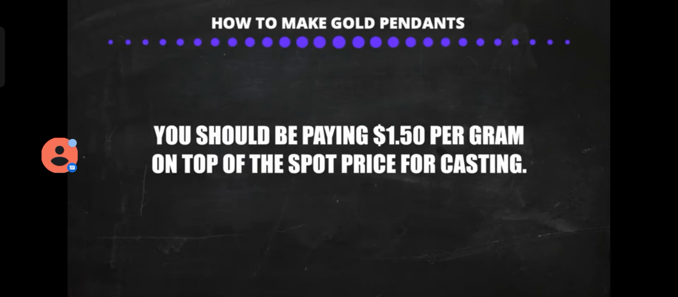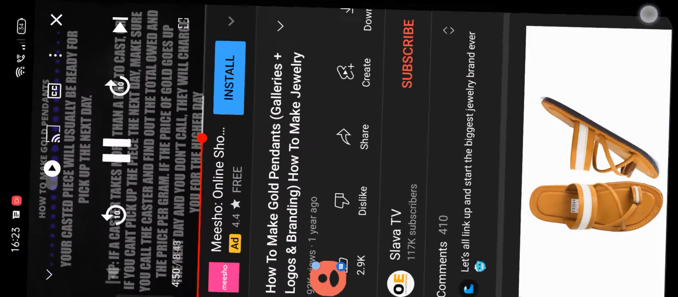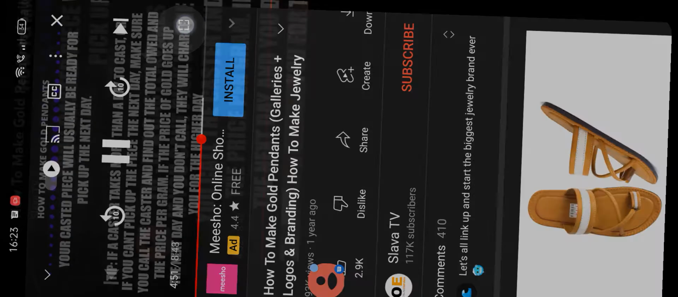You should be paying $1.50 per gram on top of the spot price. If you won't be able to pick up your piece the next day for whatever reason, make sure you call the caster and lock in your price. If the price of gold goes up the next day, they're going to take advantage of you, so you don't want that.